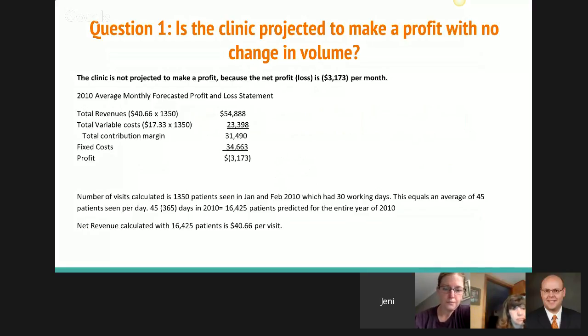You can see our calculations below. Our calculations for finding the revenue per visit of $40.66. Variable costs and fixed cost items can be determined by looking at Exhibit 6.1 in the case study. Of course, the variable costs are the ones that change, and the fixed are the ones that stay constant every month.